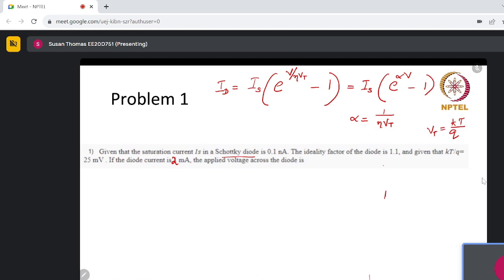At room temperature, we have the value for this. This is 25 millivolt, at room temperature. And eta is the ideality factor, and V is the applied voltage. Okay, so let us go to the question once.